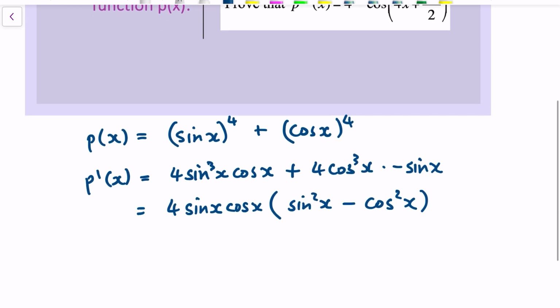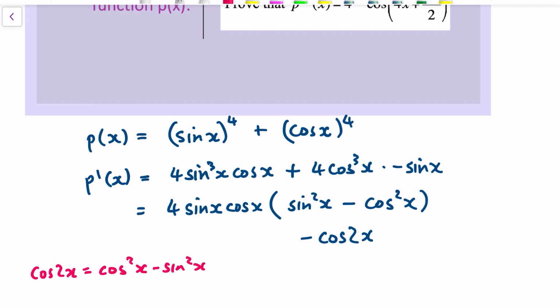Okay, we could tidy this up even further. Sine squared minus cosine squared is on the double angle formula. So on the formula sheet, down in the double angles, it's minus cos 2x. And sine x cosine x is similar to the double angle for sine. But on the formula sheet, it says cos 2x equals cos squared x minus sine squared x. Okay, so be careful, it's a minus, not a plus.